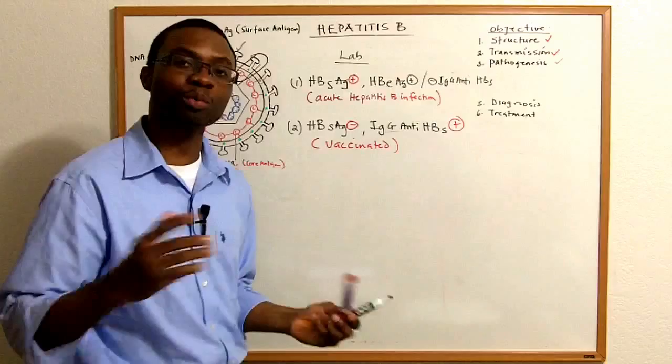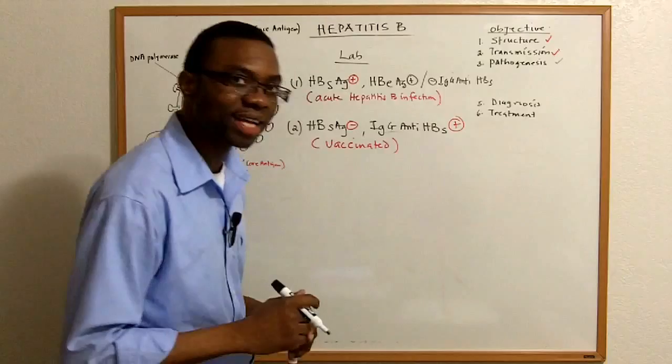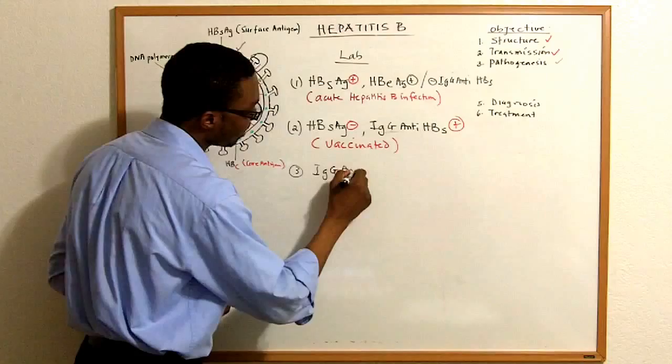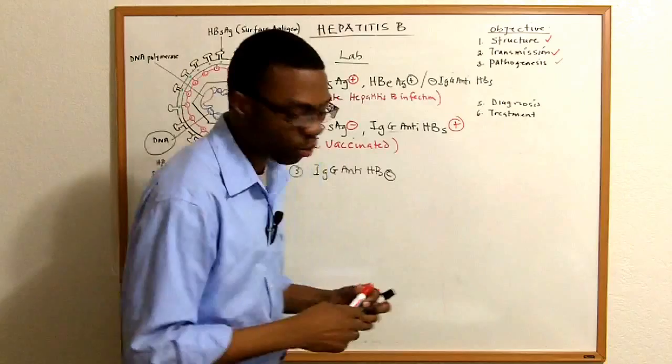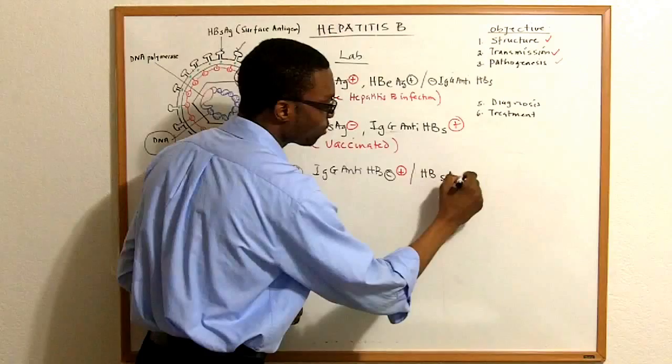Let's look at the next patient case. This patient had an IgG anti-hepatitis B core. Their core was positive. They also have a hepatitis B surface antigen that was negative, right?